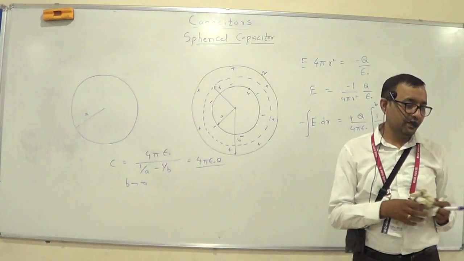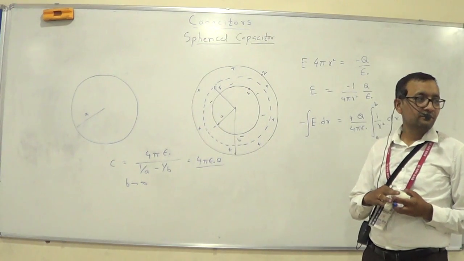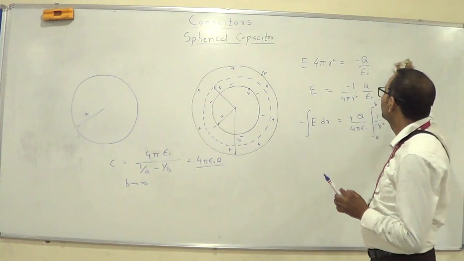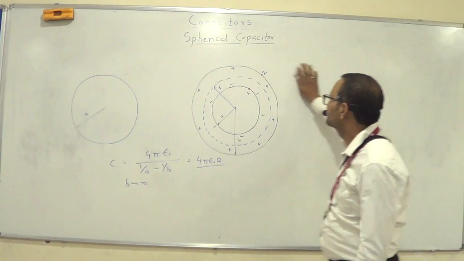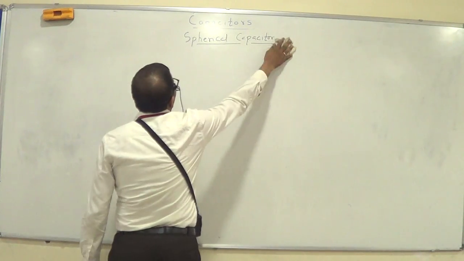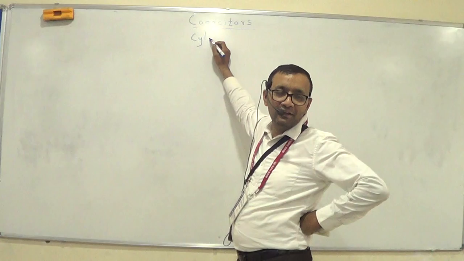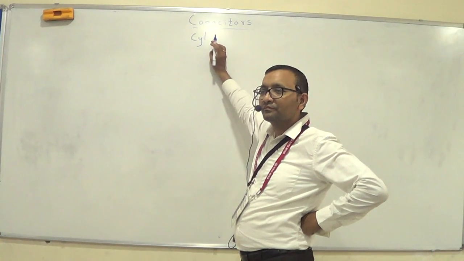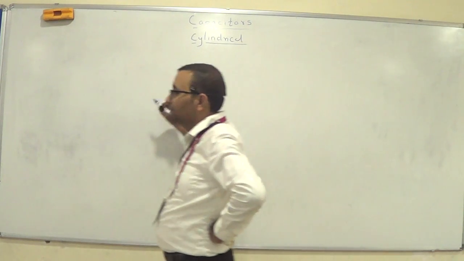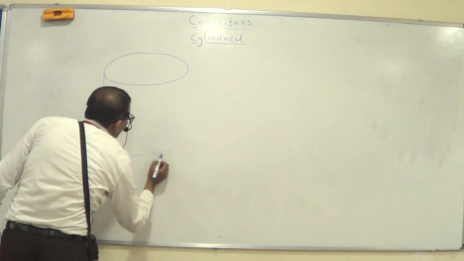Okay? Now let's take up the cylindrical capacitor. How would the cylindrical capacitor be? Any idea? Any guesses? Two cylinders, common axis, okay, fine. Is it difficult? Are you able to understand? Yes. Cylindrical capacitor, how will it look? Two cylinders, common axis.